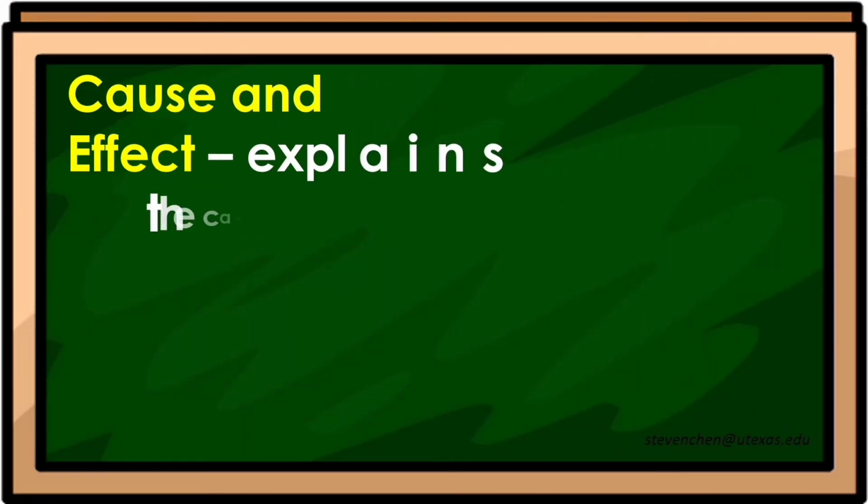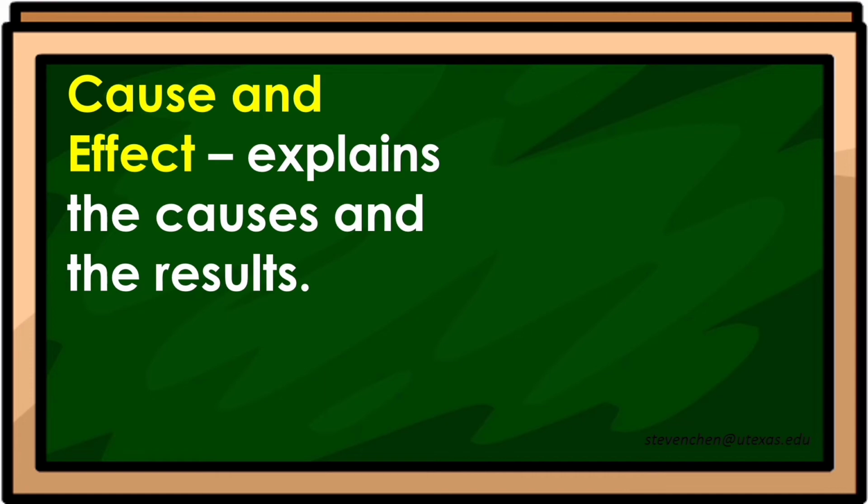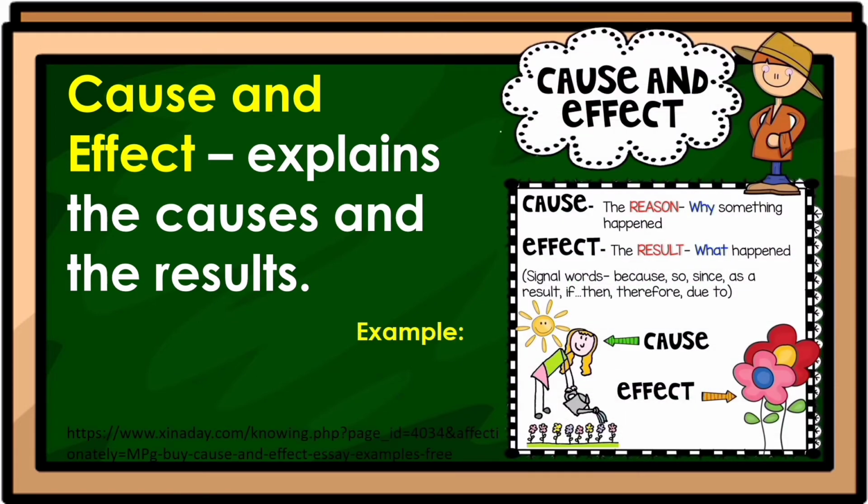Okay, next element, cause and effect. Cause and effect explains the causes and the results. So here is an example of a cause and effect. When we say cause, it is the reason why something happened, while effect, it is the result of what happened. So the signal words that can be used in cause and effects are the following: because, so, since, as a result, if, then, therefore, and due to.